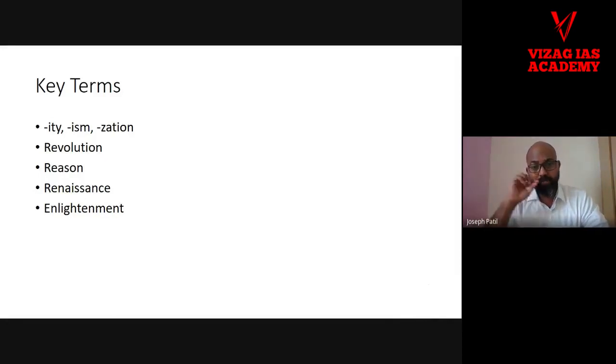I induce from the pattern. I've seen pattern that every crow that I see is black in color. So all crows are black in color. I haven't seen all the crows in the universe, yet I will agree with the statement. I will believe the statement is true when somebody says all crows are black. Okay. This is induction. Now, this is also a process of reasoning.